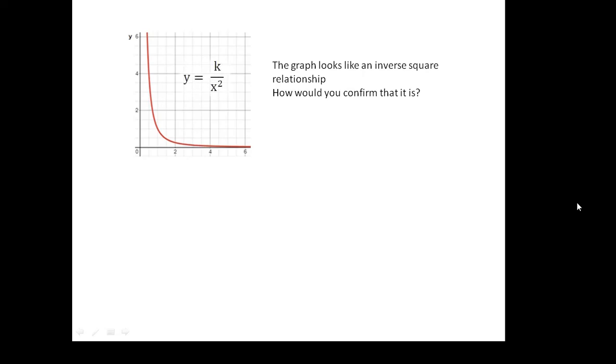Now, this graph looks like an inverse square relationship. How would you actually confirm that it is? Now, if this was in practical work, what you would do is you'd have your data on a spreadsheet and you would plot a graph with the spreadsheet, because it'd be very quick to do, of y against 1 over x squared. And if you plotted a graph of y against 1 over x squared, you would get a straight line, and that would confirm the relationship.